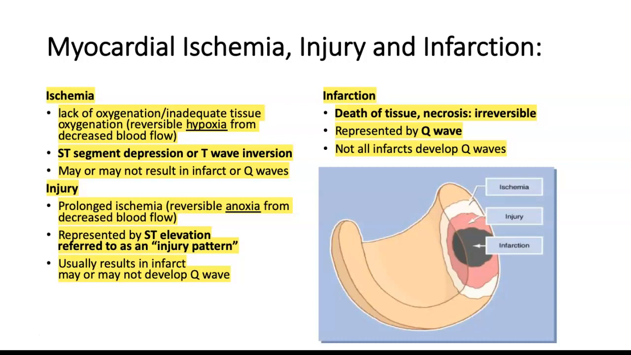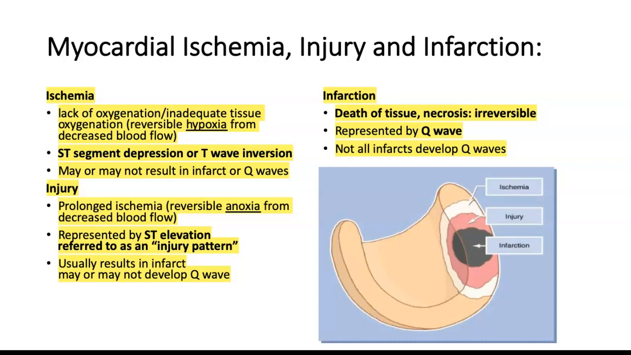Myocardial injury, this is related to prolonged ischemia. There is a degree of reversible anoxia from decreased blood flow. This is represented by an ST segment elevation or an injury pattern. This may result in an infarct and may or may not develop a Q wave.